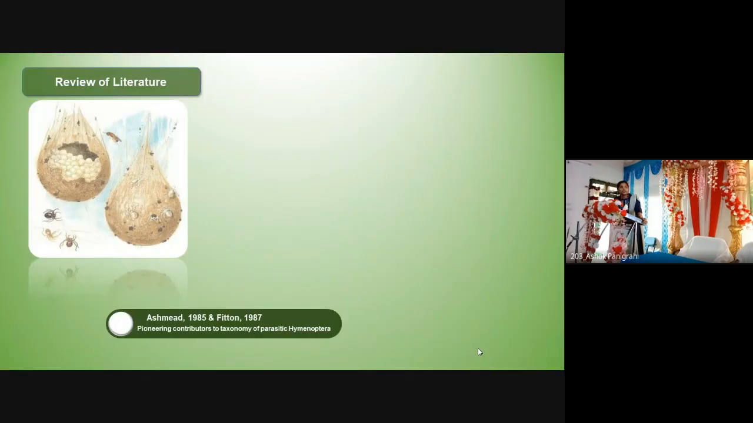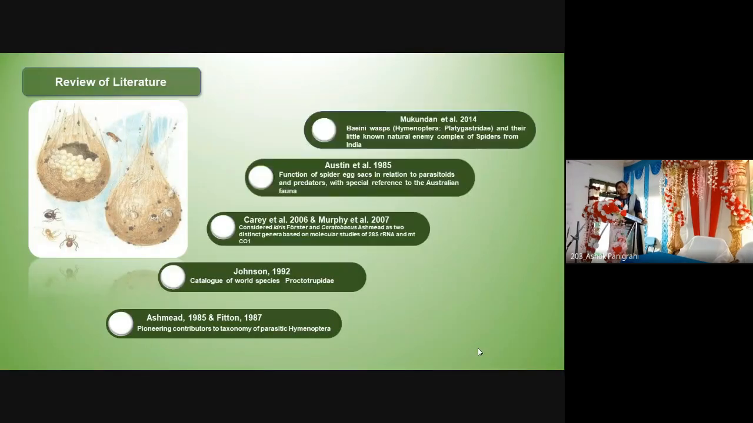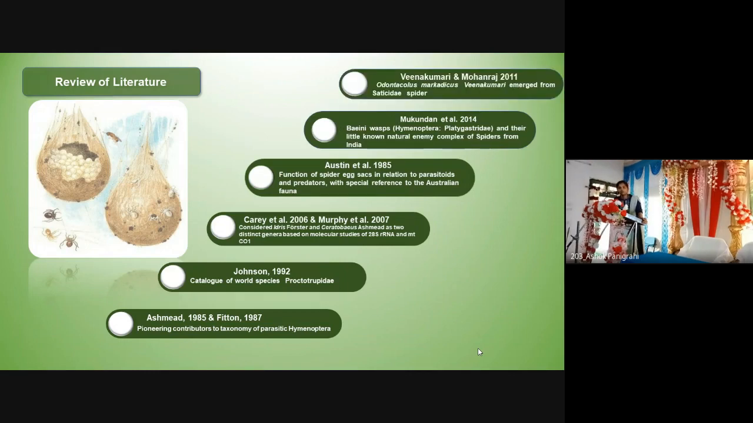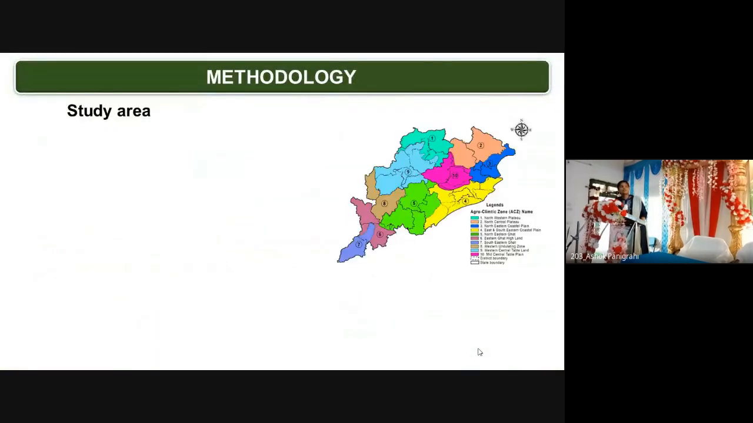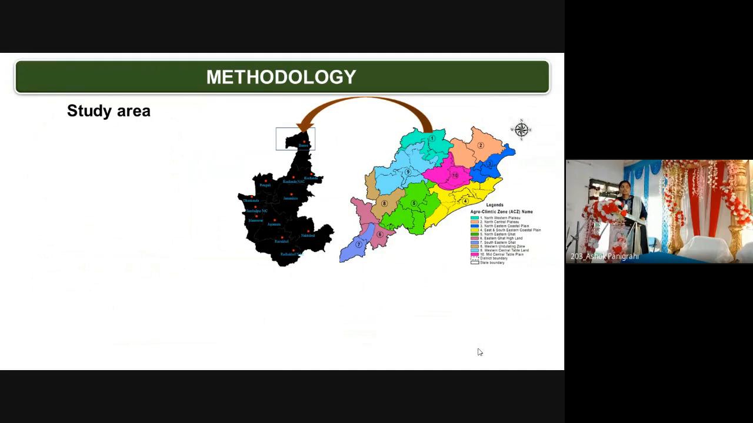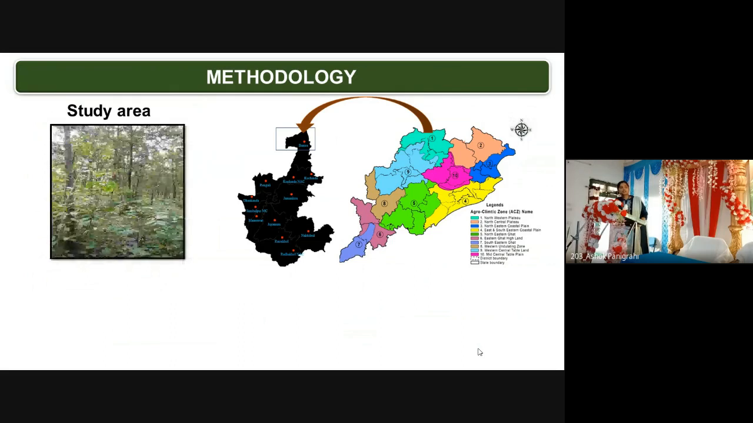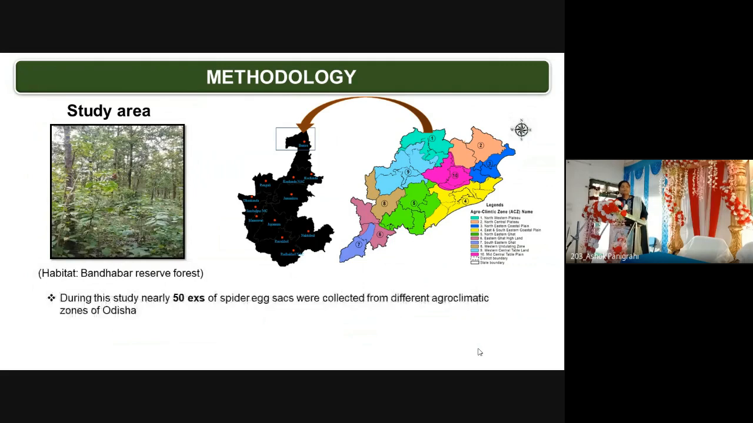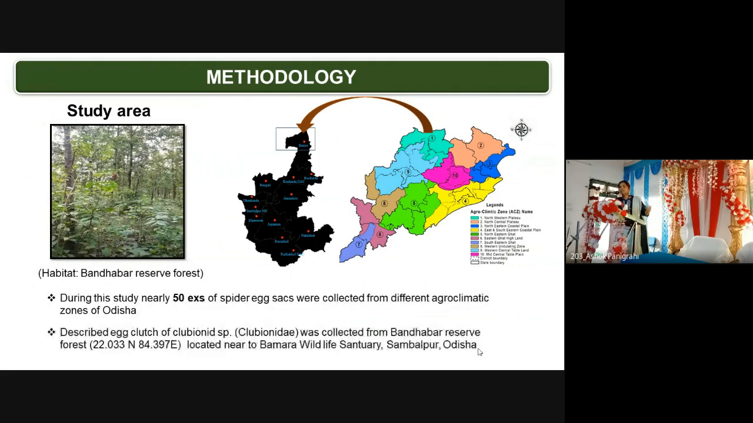These are the only literature reports found in India. There is not much; only two host reports are there. Not much has been worked out. For my study, sample collection was done in 10 agroclimatic zones, and more than 50 samples were covered. The case study reports the spider collection from the Bamra block of Sambalpur district, in the Gandhamardan region forest, which is majorly sal forest. From there, the egg was collected, and from that egg, the parasitoid emerged.